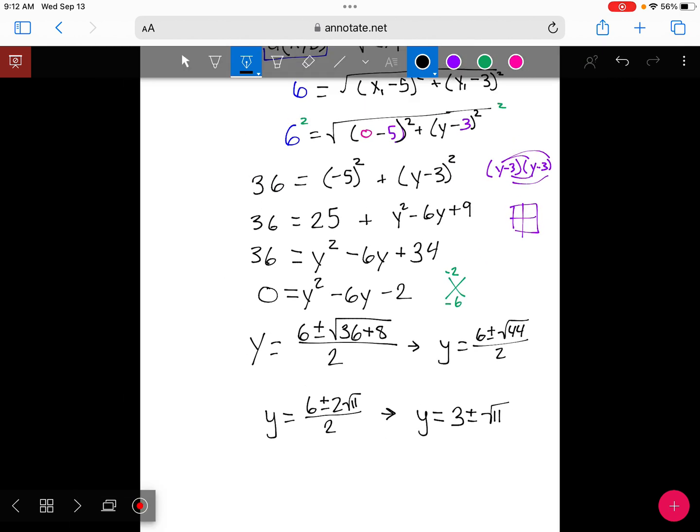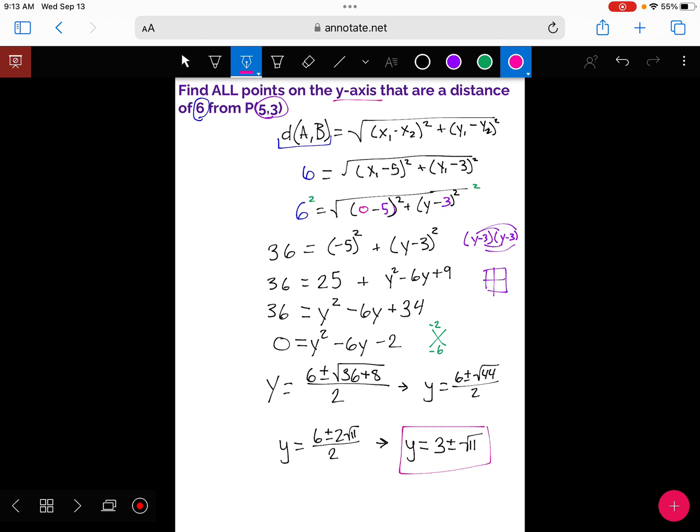So the y values of this point are 3 plus square root of 11 and 3 minus square root of 11. We are not getting decimals. That's going to be it. That's it, is what it is. It's gross, but it's there. So there's at least one on the homework like this where it asks you to find the points, or at least the y values of the points that are some distance away.